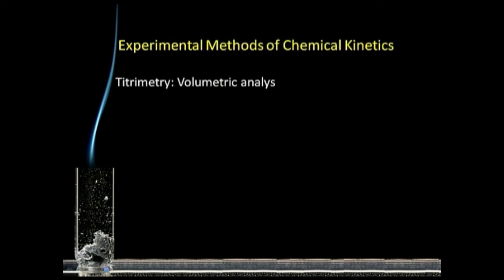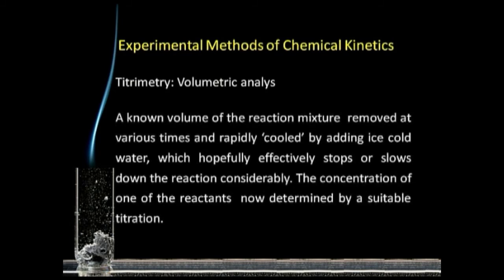But the chemical method, as we said, is based on titration or volumetric analysis. A known volume of the reaction mixture is removed at various times and rapidly cooled by adding ice cold water, which hopefully effectively stops or slows down the reaction considerably. The concentration of one of the reactants is now determined by a suitable titration.